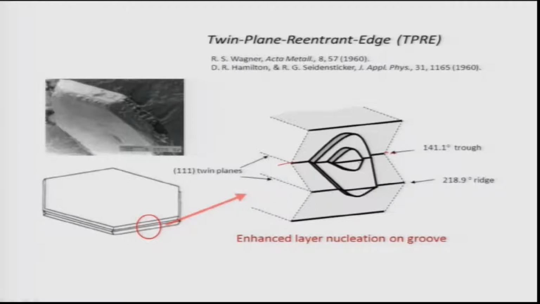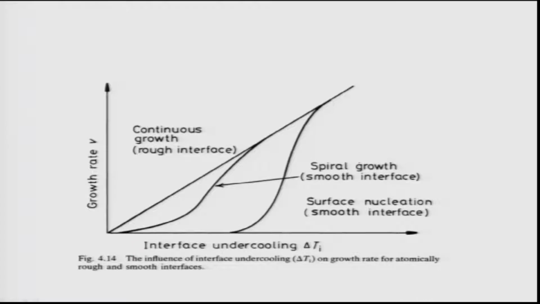On the other hand, for atomically smooth surfaces where there is a diffuse interface, that means there is a huge layer between the solid and liquid, atoms can easily sit on the surface and grow, and that kind of growth is known as continuous growth. The growth by twin or dislocations or by surface nucleation is known as stepwise growth.